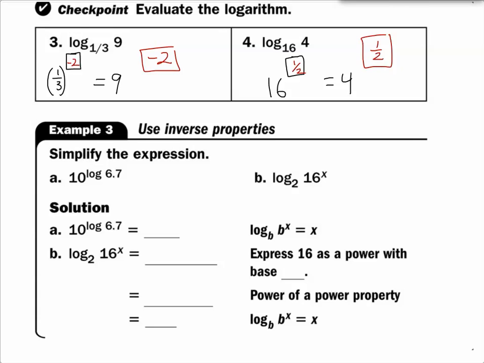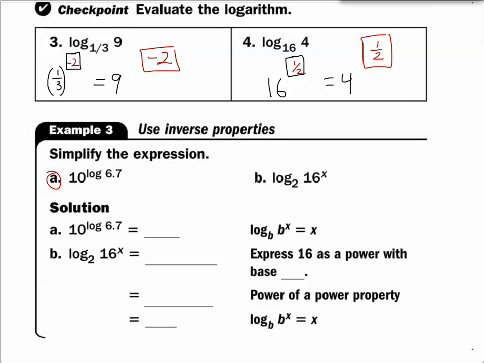Now let's look at example 3. Here they use some properties and they pull a couple quick tricks on you. So first of all, if you look at number A, it says 10 to the log 6.7. Now, first of all, you may very well be frustrated that this log thing is already in an exponent. I totally understand. We'll deal with that in a second. But first, they did another even slightly dirtier trick to you.